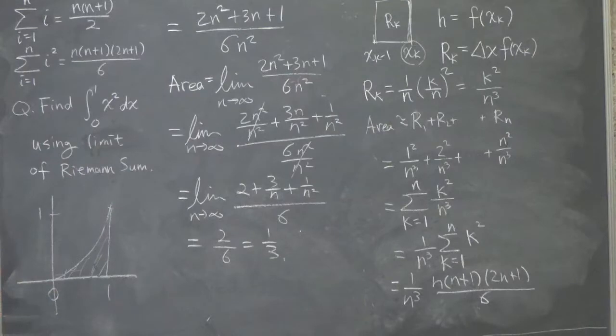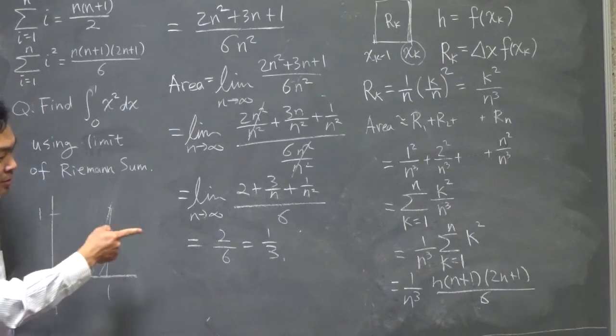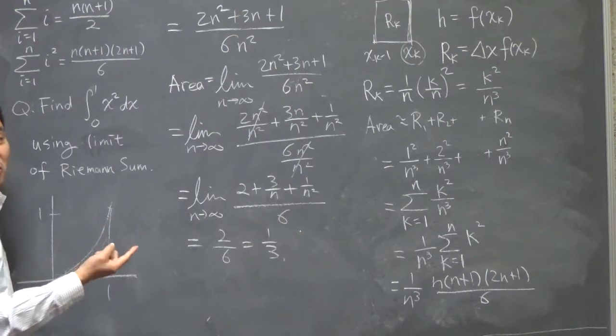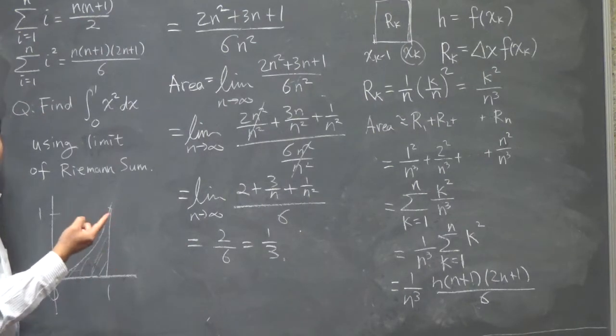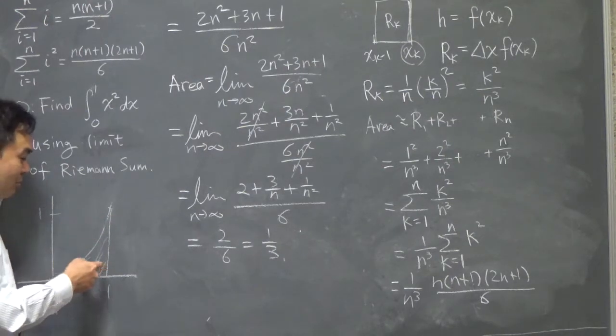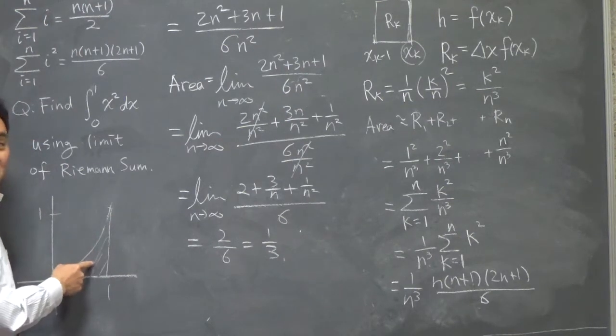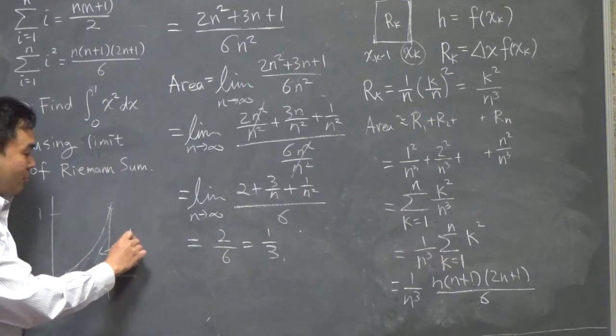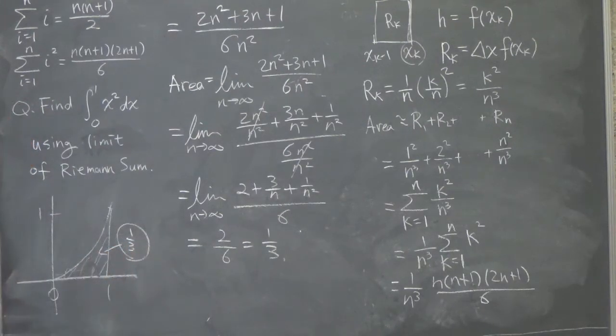Now, earlier I said that this area should be less than 1/2, right? So it's kind of interesting that 1/3 would be the simplest fraction you can think of between 0 and 1/2, and this has the area of 1/3. Okay. So that's how you do this.